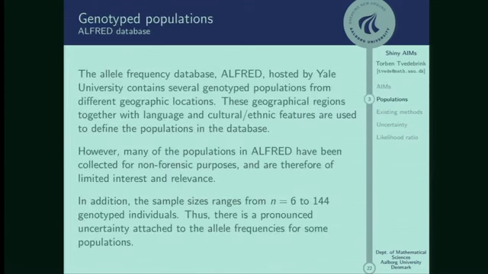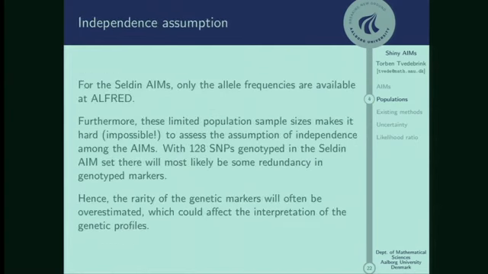So in order to have this machinery working, we needed to have some frequencies covering global populations. There's this database, most of you might know it, called ALFRED. It's an allele frequency database that is hosted by the people at Yale. And they have genotyped a lot of different and unlikely populations around the world. The prominent feature is that the sample sizes range from 6 individuals up to 144. So you have a pronounced uncertainty in these allele frequencies that you obtain.